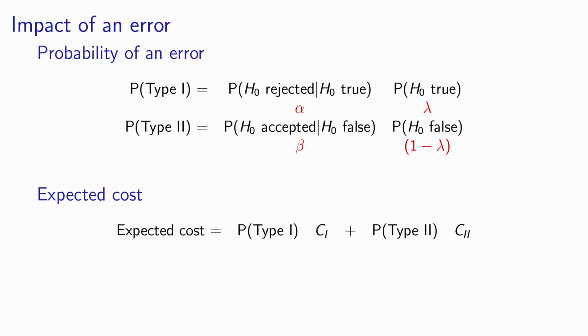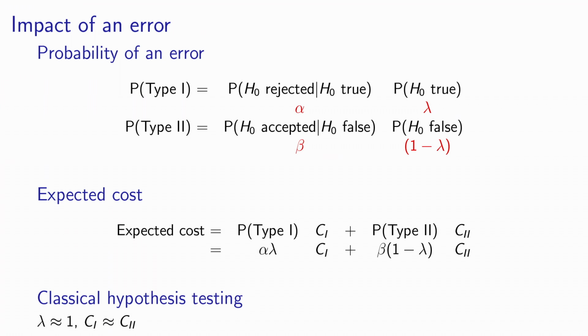So given that we have these probabilities of errors, we can now calculate the expected cost of making an error. This expected cost is the sum of the expected cost of making a type 1 error, which is the probability that it occurs, times the cost of making a type 1 error that we denoted by C1, plus the same for type 2 error. So the probability of type 2 times the cost of a type 2 error. Now we use the quantities that we have calculated above. So the probability of type 1 error is alpha lambda times C1. And the probability of a type 2 error is beta times 1 minus lambda. And now we have C2.